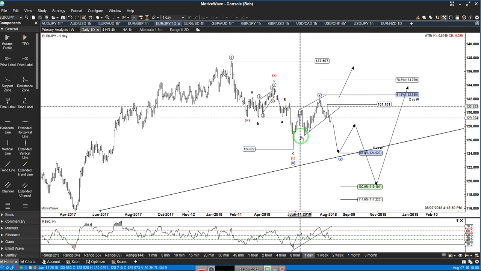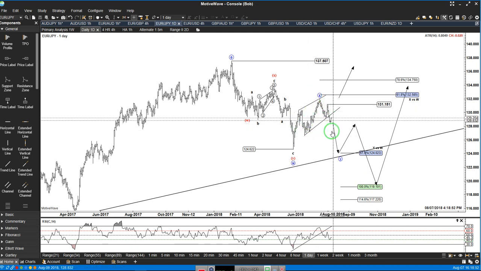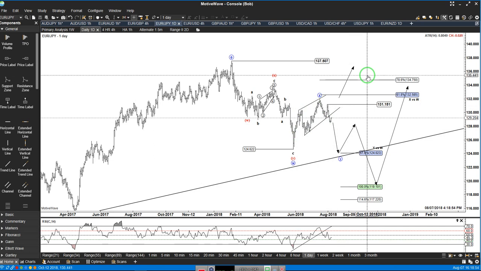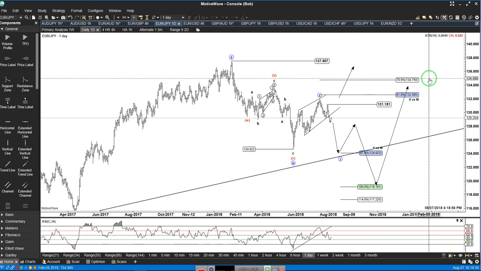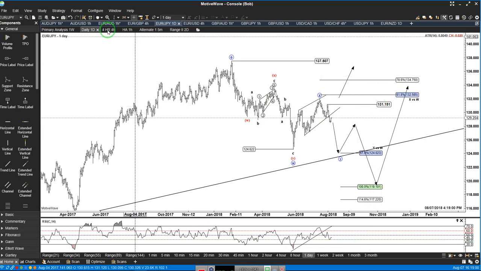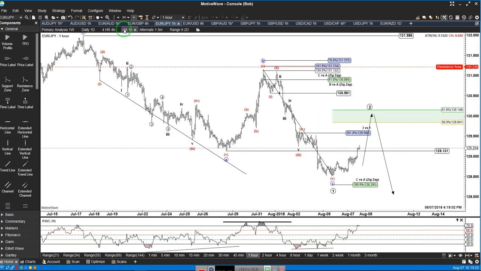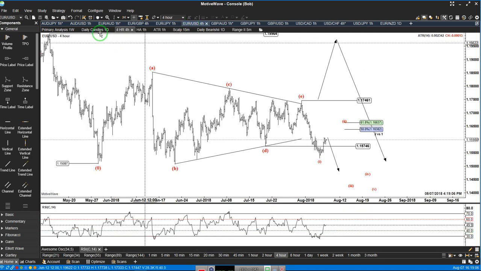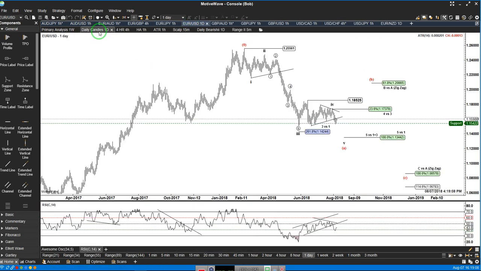Above 131.15, we've got like an ABC up for W, ABC down, and then we're going to see another C wave up, probably up to 134.75. But until that 131.15 breaks, I'm going to be looking lower.